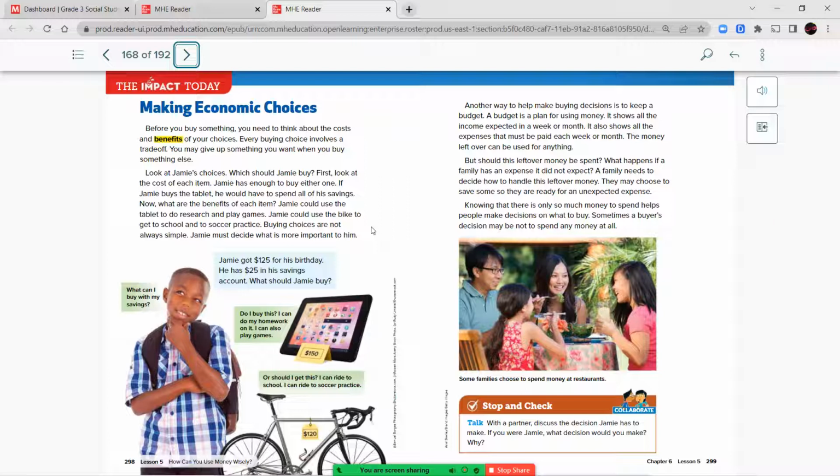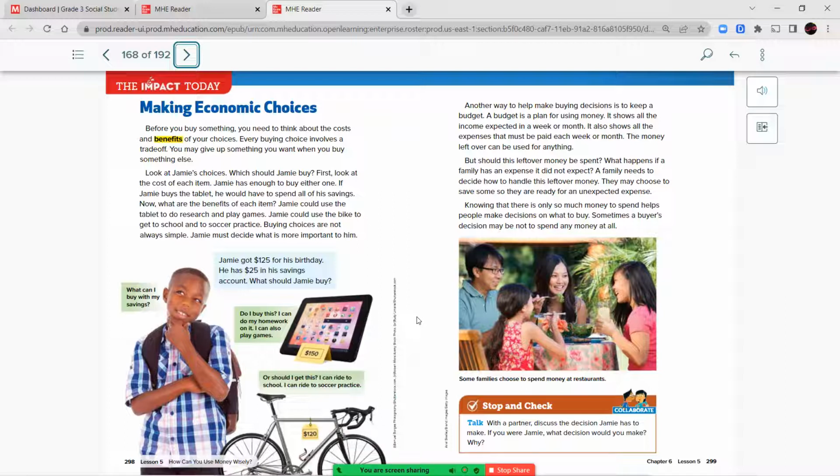So here we can see that Jamie got $125 for his birthday. He has $25 in his savings account. What should he buy? Do I buy this? I can do my homework on it and also play games. So that tablet is $150. Or should I get this? I can ride it to school and I can ride it to soccer practice. And that's $120. So it's cheaper, so he'll still have some money left over.